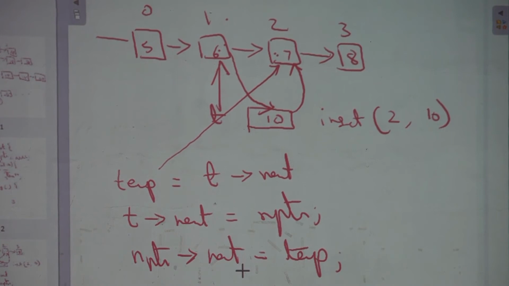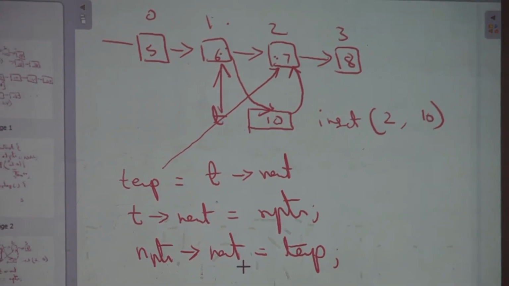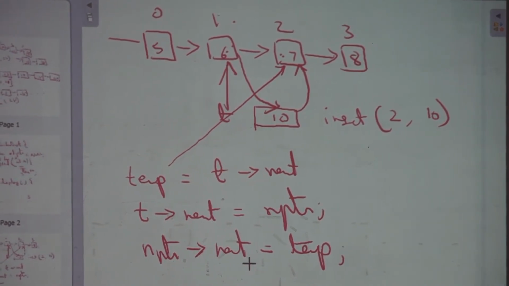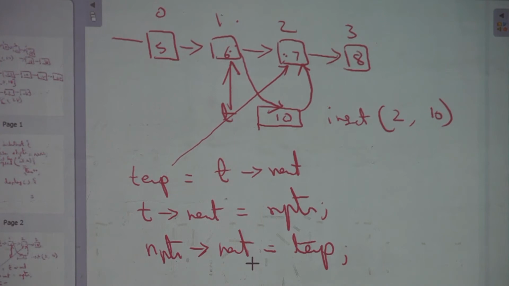So in the last line, what am I doing? Third line, NPTR, that's the new guy I created. His next should be equal to what I have preserved, temp. That is the previous next. The current one's next was that 2. So that should become now my next, the new node's next. I think this is fairly easy.